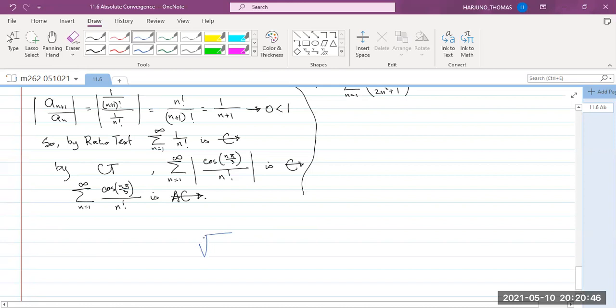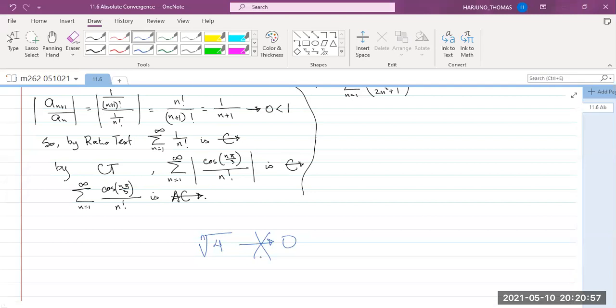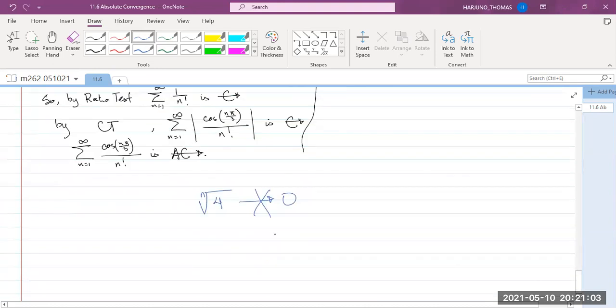Okay, the nth root of 4, for example, converges to 0. That's not true, though. That's why we need to prove it. It is not convergent to 0. It's actually convergent to 1.